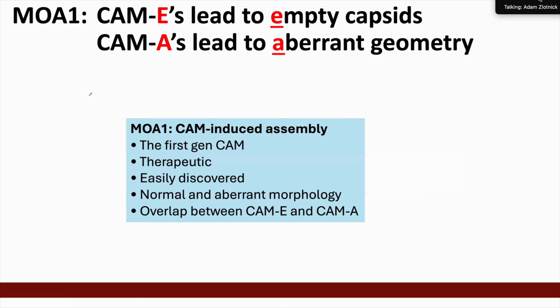So this first mechanism of action, CAM-induced assembly, these are the first generation CAMs. Some of them date back into the late 90s. The two best of these have been shown to have wonderful therapeutic activity, but not be curative. Such molecules are easily discovered and modified, and they can yield normal and aberrant morphology, but the difference between those two morphologies is a little vague.